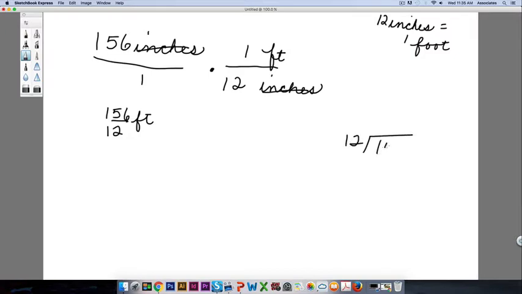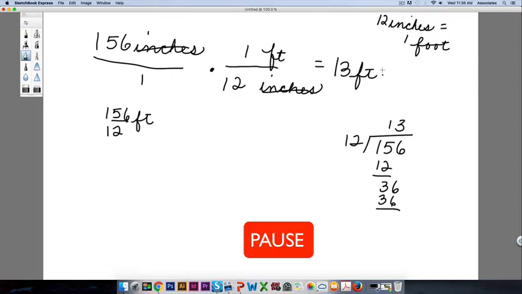12 goes into 156. I bet if you have your calculator, you can do it faster, but that's okay. And it goes in 3 times. So the answer is 13, and it's feet. Please remember to label your answers. That's the key. I need to know it's 13 feet and not 13 donuts. All right. Add this to your note taker. If the students need you to pause the video, teacher, please pause.